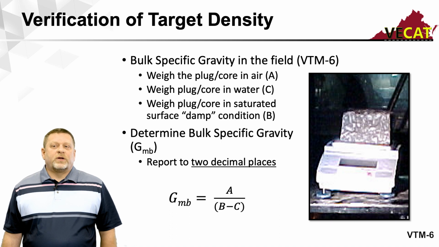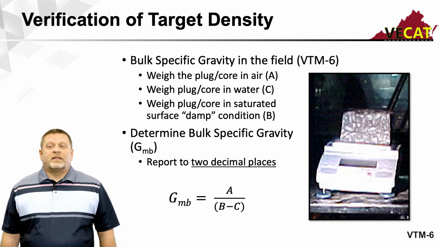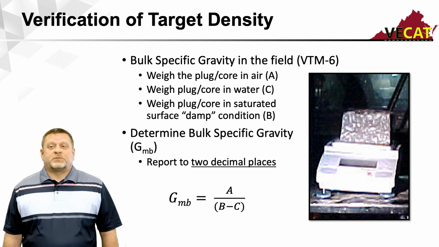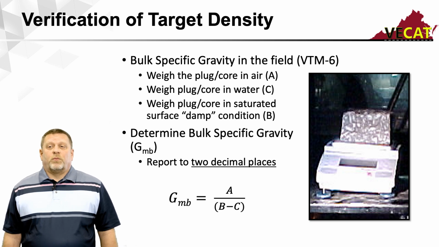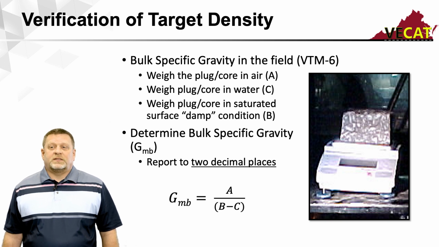Once we've got those 3 weights, weight in air, weight in water, and SSD, saturated surface damp weight, we can calculate the bulk specific gravity for this specimen. And we would use the formula here. Do note that we always want to record our bulk specific gravity of individual specimens in a control strip to 2 decimal places.